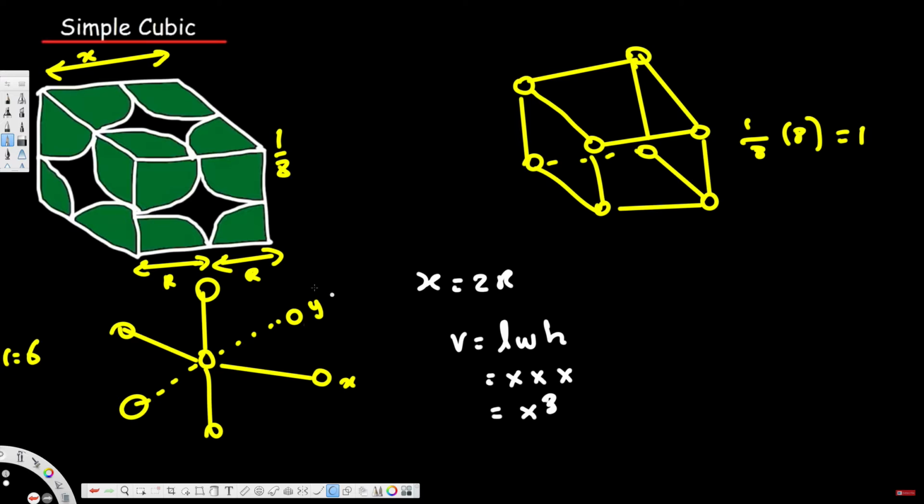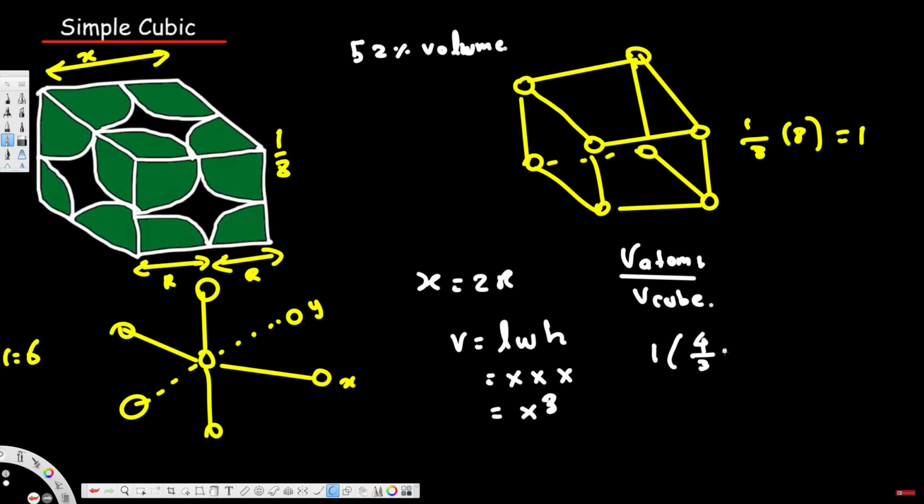And if we look at the volume ratio for a simple cubic structure, we know that 52% of the volume is occupied by the atoms. Now let's prove this one mathematically. To find the volume ratio, we can create this equation: V atoms over V cube. We know that atoms are spherical, and we know there is 1 atom per unit cell. So 1 times the volume of a sphere, which is 4/3 pi r cubed, divided by the volume of the cube.